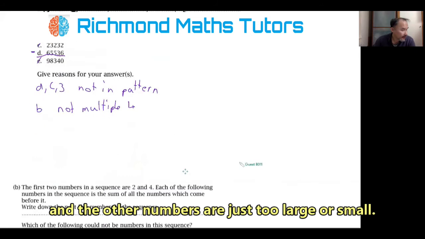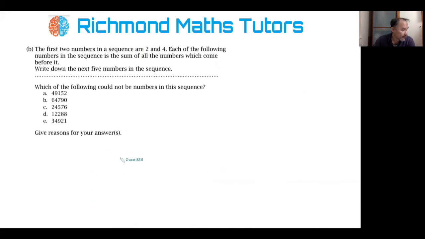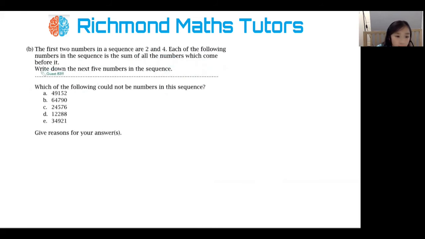Yes. Let's go into part B. The first 2 numbers in the sequence are 2 and 4. Each of the following numbers in the sequence is the sum of all the numbers which come before it. Write down the next 5 numbers in the sequence. So if we add 2 and 4, because we have to add the sum of all the numbers which come before, it becomes 6.